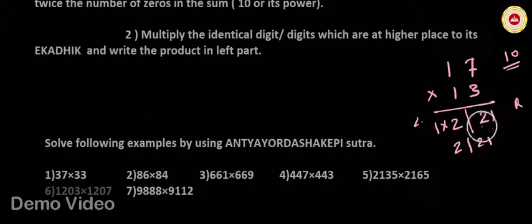But if there is only 1 digit, then what to do? Simple. Write 0 at the left side of the existing digits in the right part, so that the number of digits would become 2.